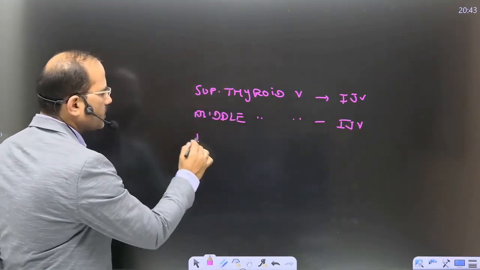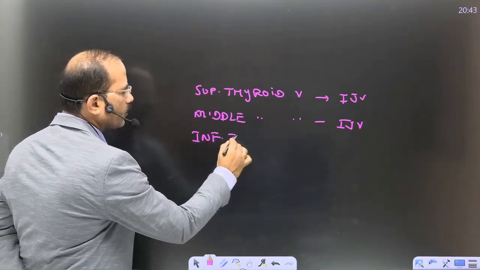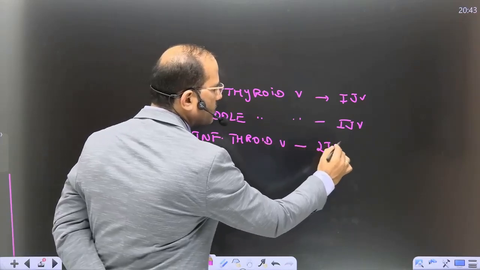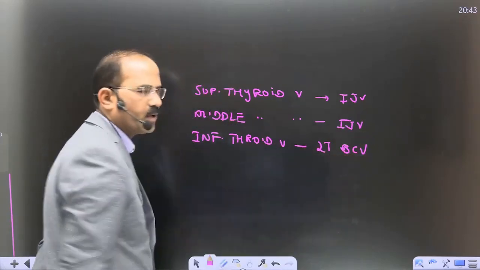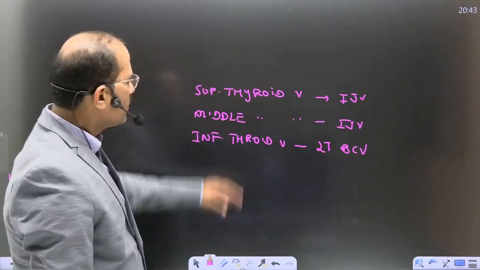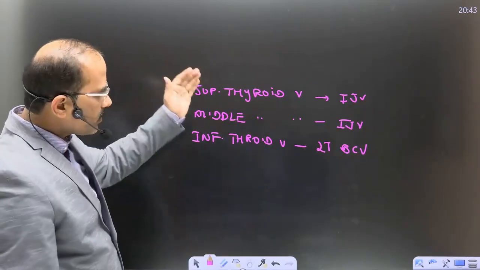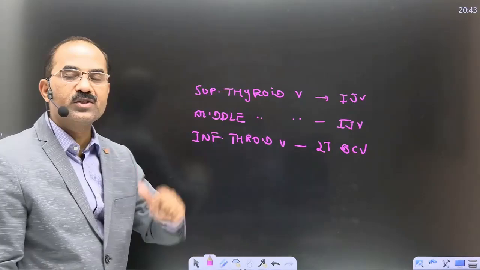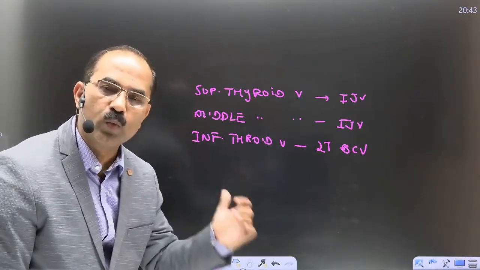And the last one is the inferior thyroid vein. The inferior thyroid vein drains into the left brachiocephalic vein. So the superior thyroid vein drains into the internal jugular, the middle thyroid vein drains into the internal jugular, and the inferior thyroid vein drains into the left brachiocephalic vein.